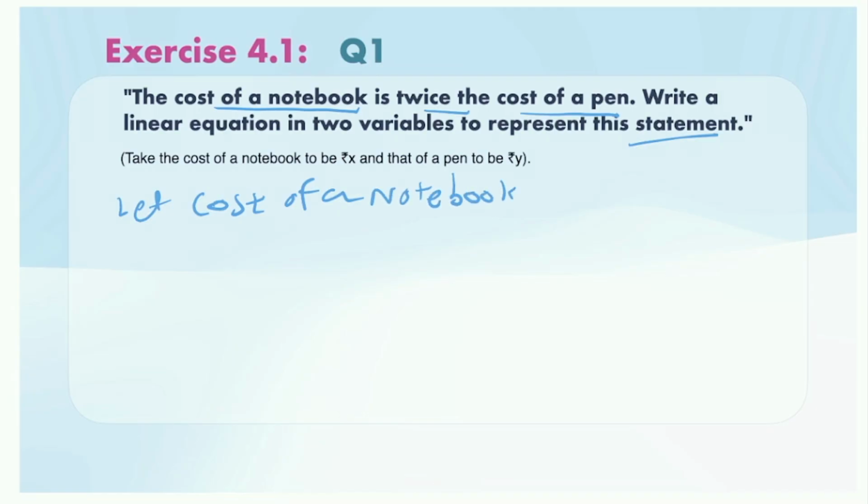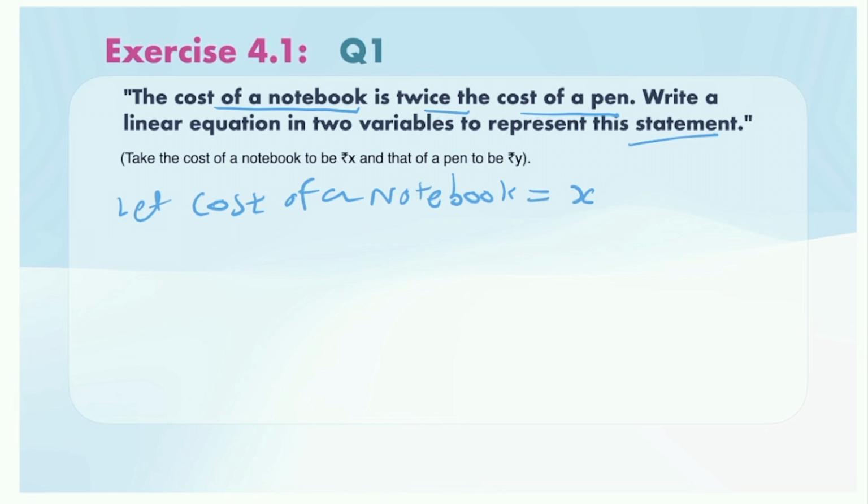First step, you have to assume the value as a variable. The cost of notebook is equal to x, rupees x. That means x is a variable, and the rupee sign refers to rupees, so you don't have to write it. So the cost of notebook is equal to x.